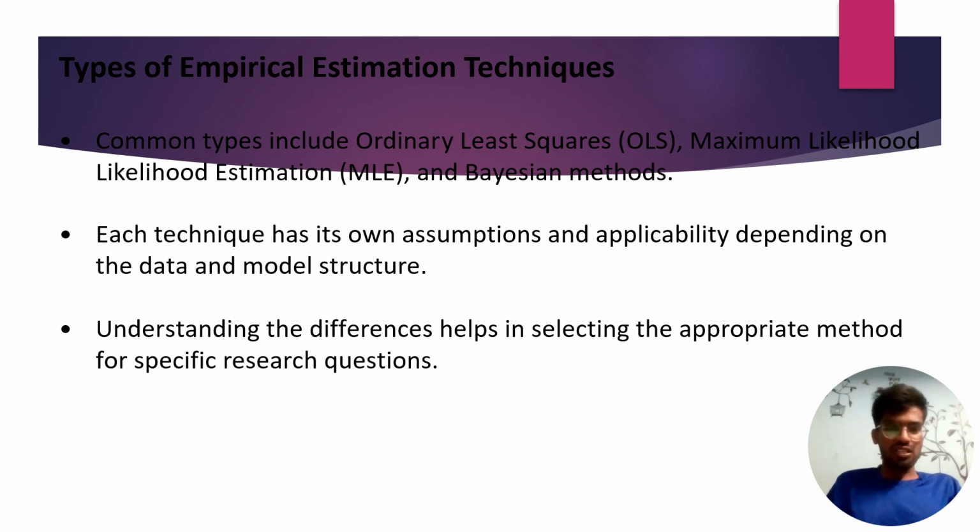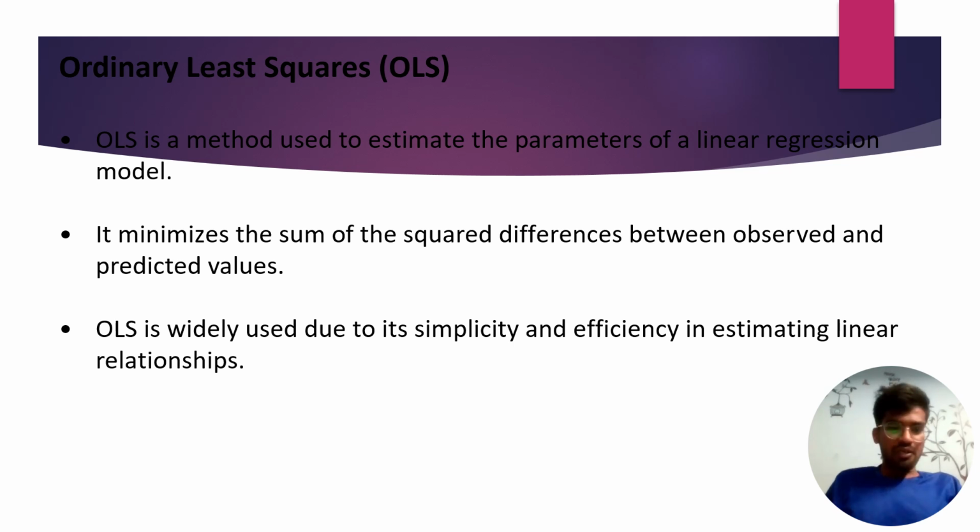After that, we have to discuss how empirical estimation works. Let me clearly explain ordinary least squares. It is a method used to estimate parameters in linear regression models. It is related to probability and statistics, where we learn regression in detail and how problems are solved easily. It minimizes the sum of squared differences between observed and predicted values.